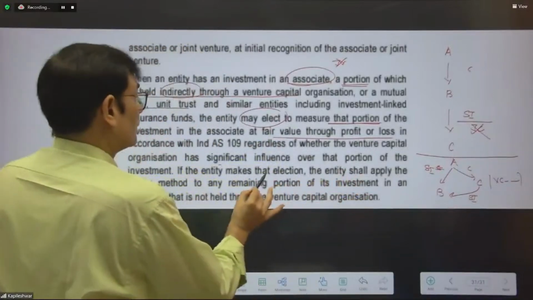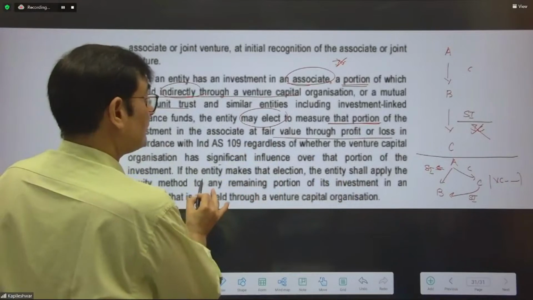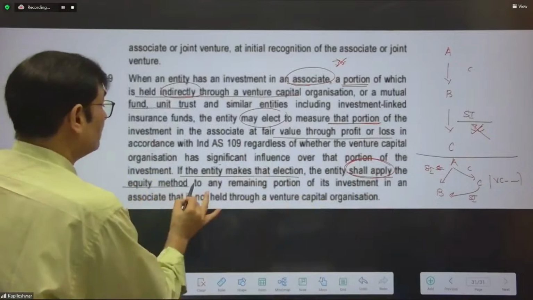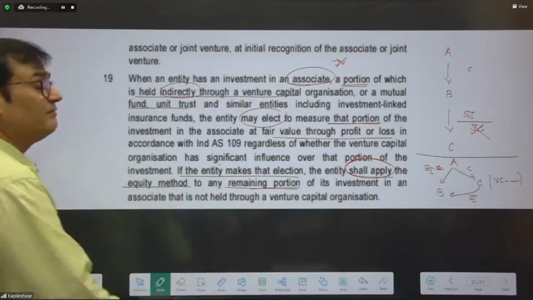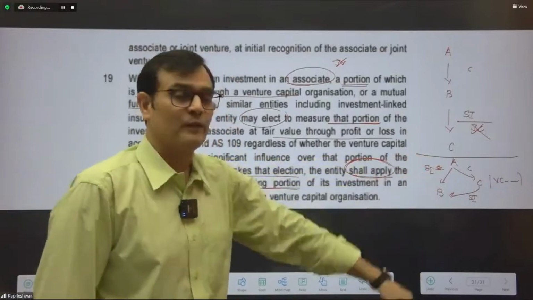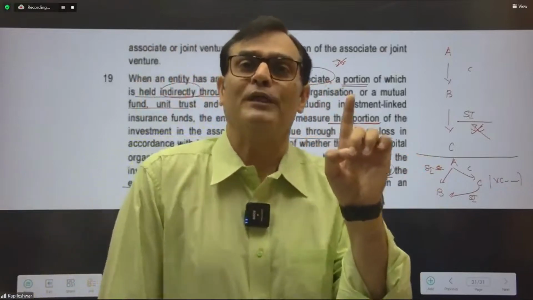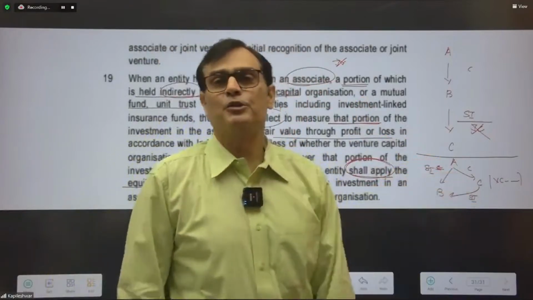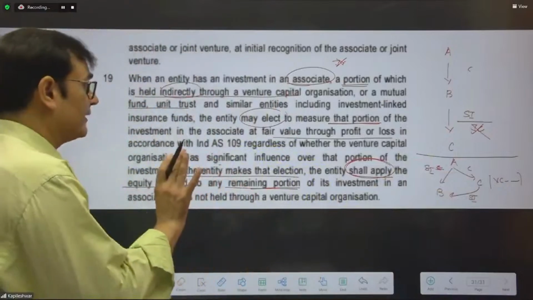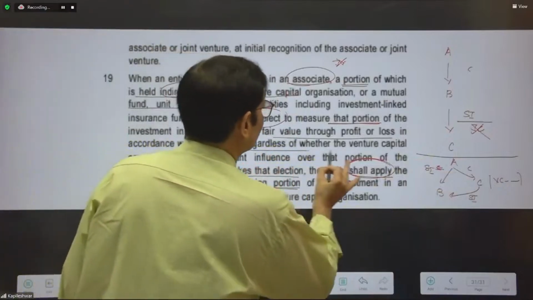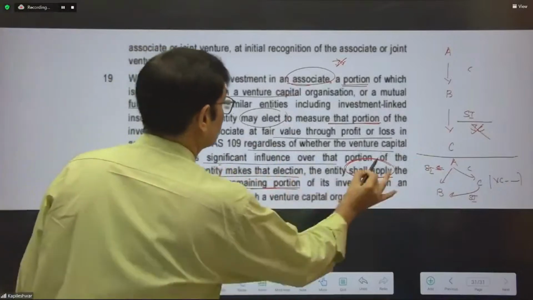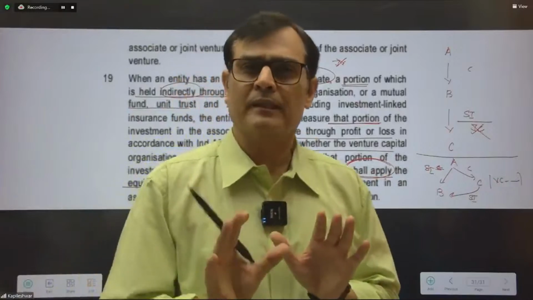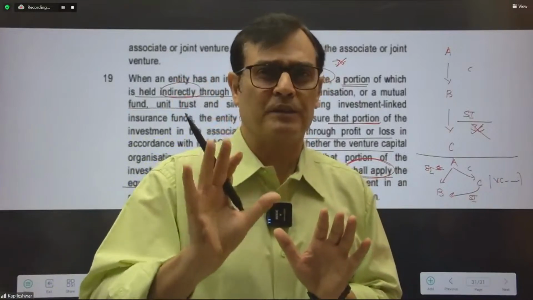And then it also adds a further thing. If the entity makes that election, the entity shall apply the equity method to the remaining portion of the investment. So to this portion, you will have to apply the equity method of accounting only. Mandatory. So it is only on this portion that you can choose to apply the other option. And then it also adds another thing: regardless of whether the venture capital has got a significant influence over that portion. That I'll explain later through an example. There is something which is given regardless of some percentage, we'll see later.